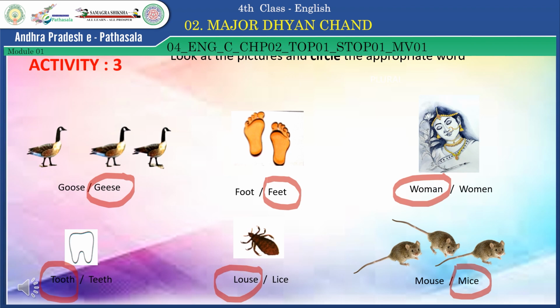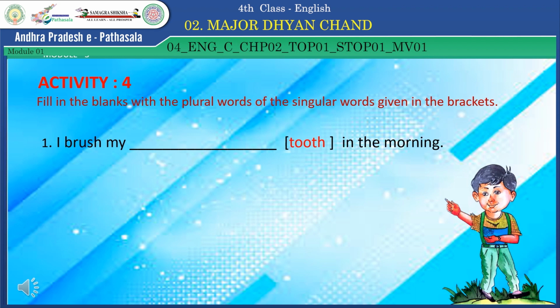Fill in the blanks with the plural words of the singular words given in the brackets. 1. I brush my dash in the morning. Tooth. Tooth is the singular form. You have to use plural form instead of singular. Teeth. Teeth is the plural form of tooth.